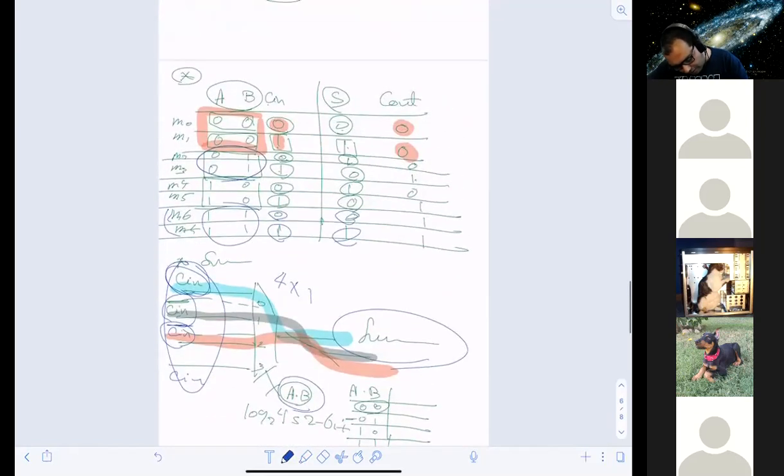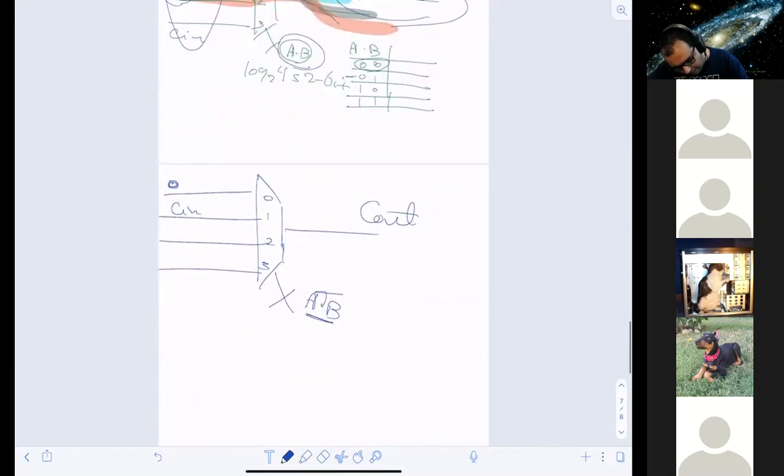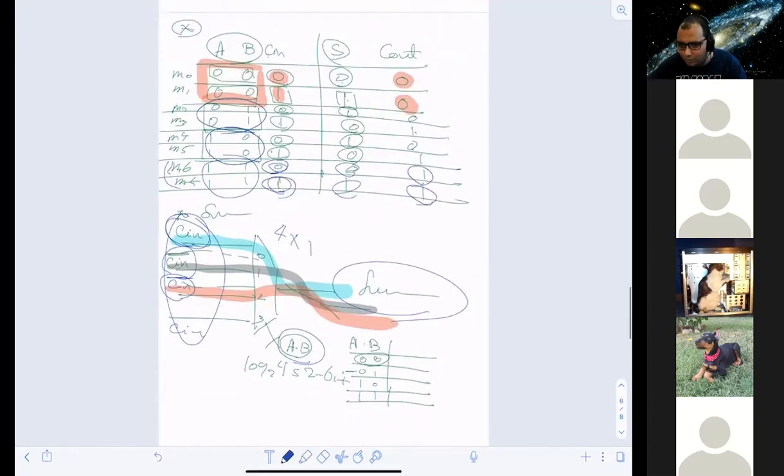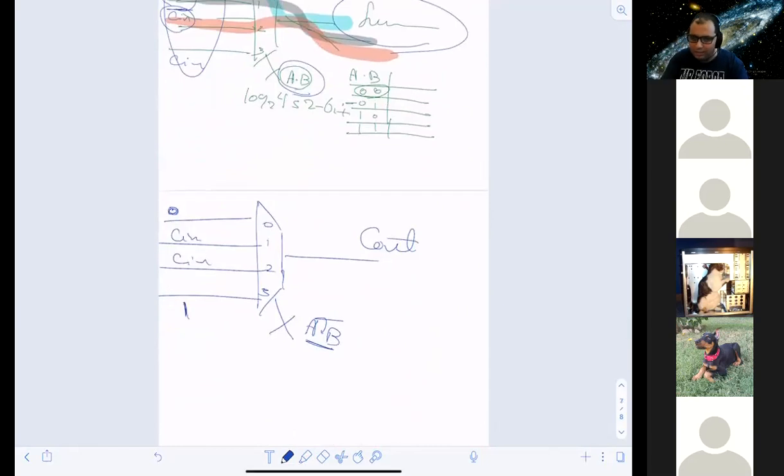Then you're going to go in the third one here. If it's 0, it's going to be 0. If it's 1, it's going to be 1. It's going to be Cn. Then the last one, if it's 0, it's going to be 1. If it's 1, it's going to be 1. So no matter what, it's going to be 1. So this is 1. And now, using these 2 multiplexers, I perform the full circuit of a 1-bit full adder, as you can see.